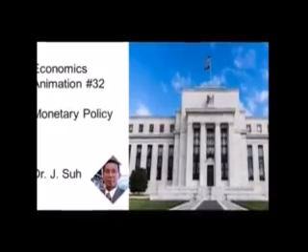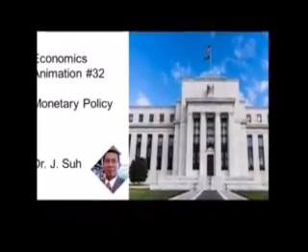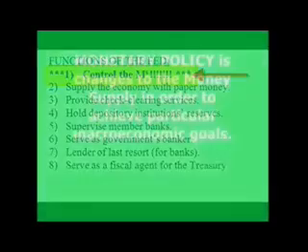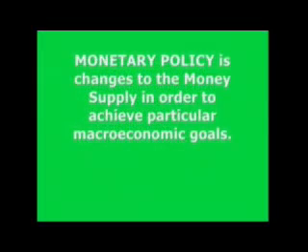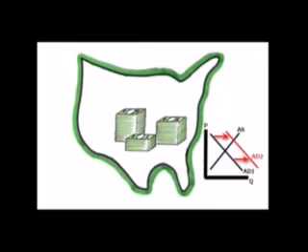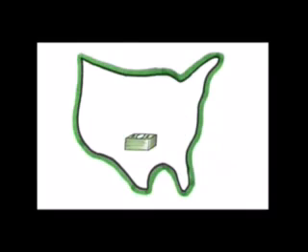The Federal Reserve has many roles, but its single most important responsibility is to control the nation's money supply. Remember that monetary policy is changes to the money supply in order to achieve particular macroeconomic goals, and in the U.S., the Fed controls monetary policy and the money supply. Making more money available, expansionary policy, makes it easier to spend, so aggregate demand increases. Making less money available, contractionary policy, makes it more difficult to spend, so aggregate demand falls.